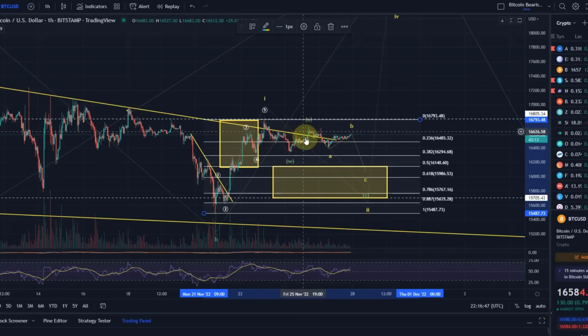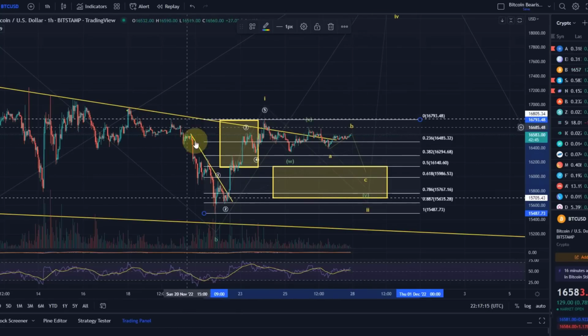Could the wave 2 be already in? Yes, but I don't find it very likely. The chart structure doesn't really suggest it yet. But should we break out above 16.8k directly, then we are already, earlier than expected, unlocking the upside potential to 18 to 19k. As per the fib levels, it would be ideal for a wave 2 to get into this region and then to start.